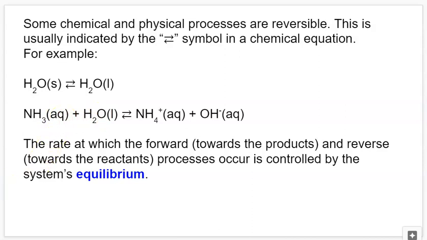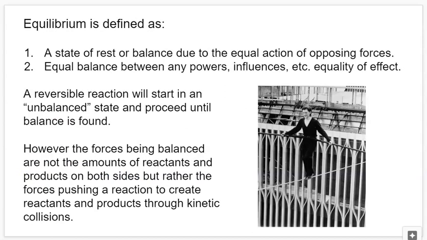Now, what does equilibrium mean in terms of chemistry? Well, the general definition of equilibrium is a state of rest or balance due to the equal action of opposing forces, or the equal balance between any powers, influences, etc., equality of effect. This picture gives me anxiety just thinking about it, but this is, I think, a French guy who did a tightrope walk across the World Trade Centers when that was still a thing. And he's using a physical equilibrium to balance by making sure that the forces acting on this pole balance out the forces acting on his body.